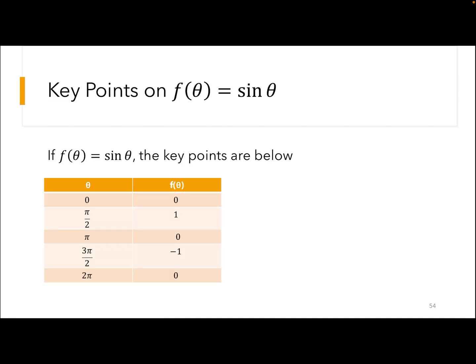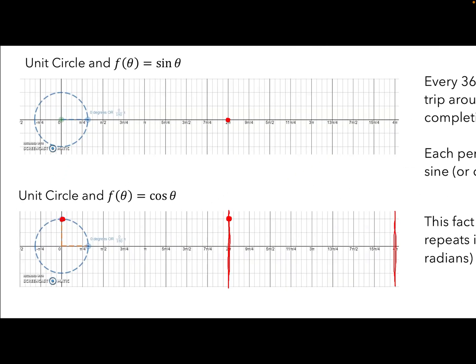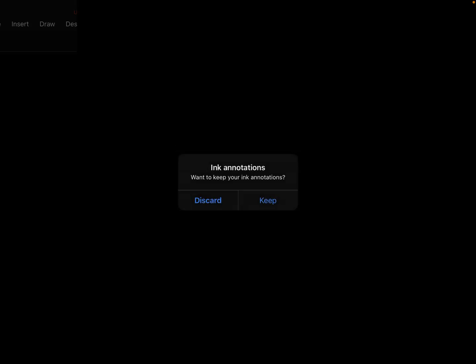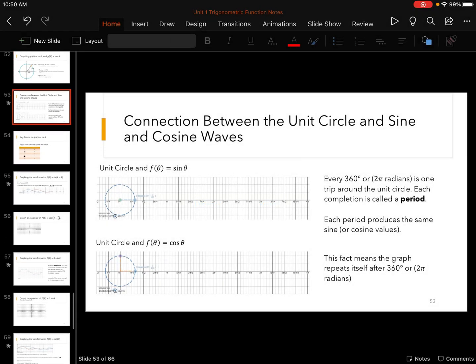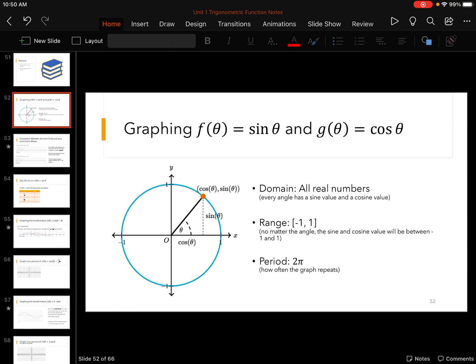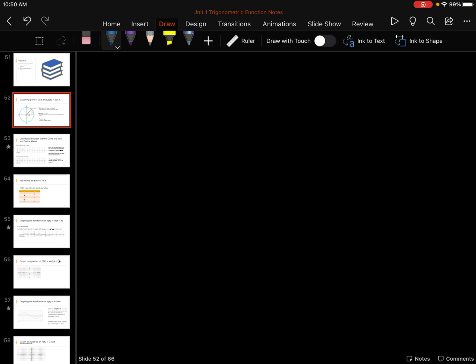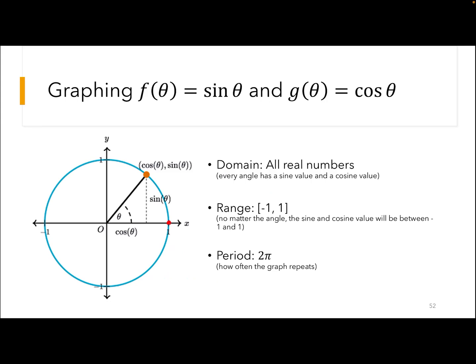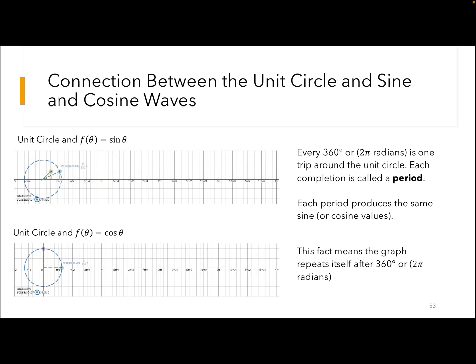All right, so the key points on the sine graph. Now we can go back to our unit circle quickly so we can actually see these. The key points that we're going to use are 0 degrees, 90 degrees, 180 degrees, and 270 degrees. So in radians, that's going to be 0, pi over 2, pi, 3 pi over 2, and 2 pi. So we have 5 key points: 0, pi over 2, pi, 3 pi over 2, and 2 pi.